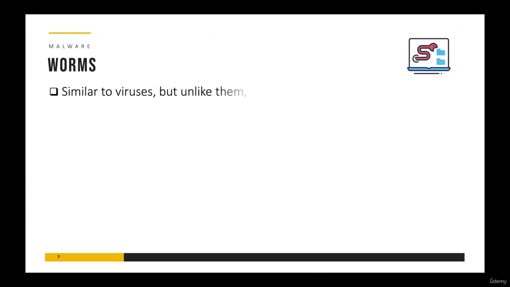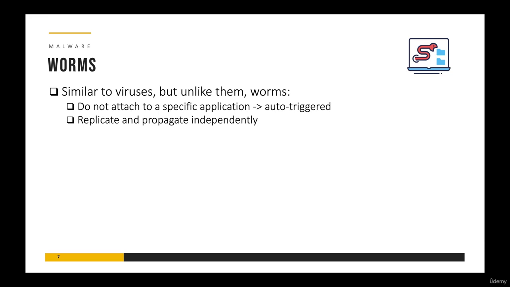So next are worms. Sometimes people confuse viruses and worms, but there are some key differences. For example, unlike viruses, worms do not attach themselves to a specific application. If you recall, we discussed that a virus always infects specific files or executables, and it inserts itself into the code of that file so that whenever that file is opened or executed, the virus gets triggered and comes into action. But unlike viruses, worms are auto-triggered.